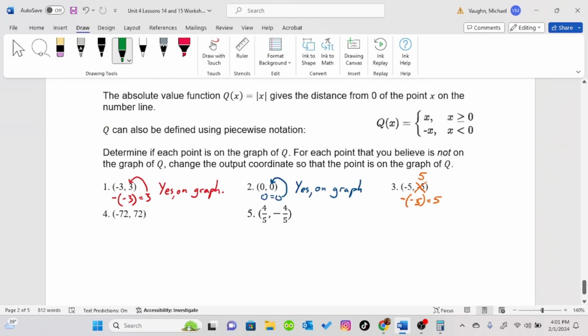Number 4. The x value is negative 72. This would follow the bottom rule when x is less than 0, y, or the function, equals negative x. So negative negative 72 equals 72, which matches the y value we have. So yes, this one is on the graph.